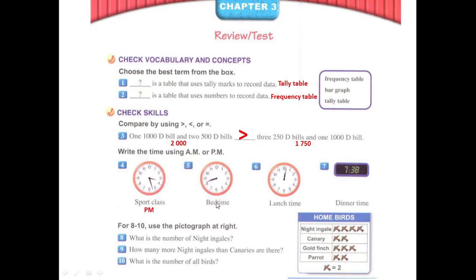Bedtime. It is AM or PM. Bedtime. It is AM. Let me think. When you go to bed, it's AM. No, in AM you should wake up. So bedtime, it's PM.